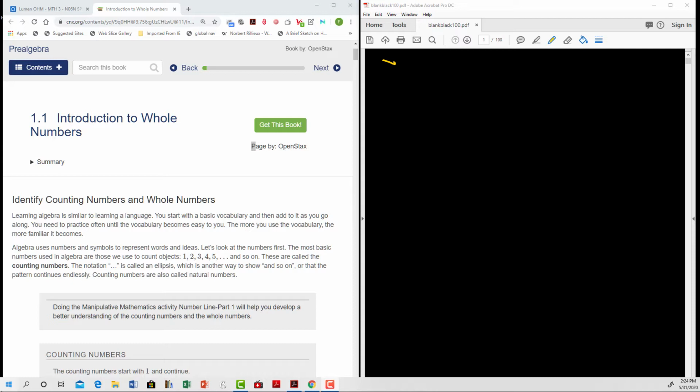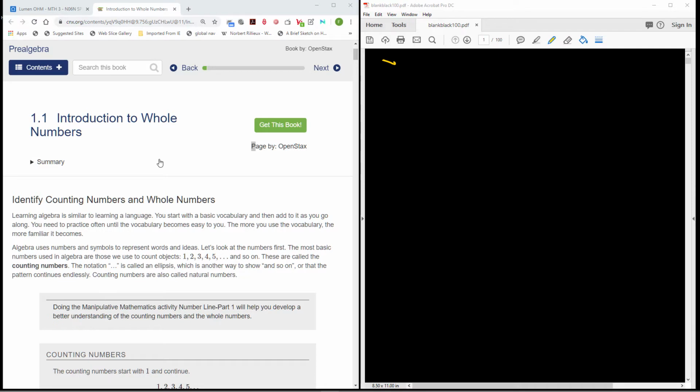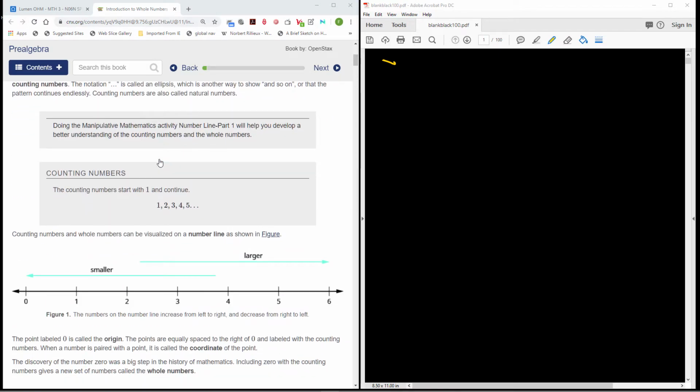The most basic numbers in algebra are used to count objects. We call them counting numbers, or another phrase for it would be natural numbers. These are numbers that occur naturally in nature that you can count on your hand. Examples of natural numbers, or counting numbers: 1, 2, 3, 4, and you see the dots mean it goes on forever.